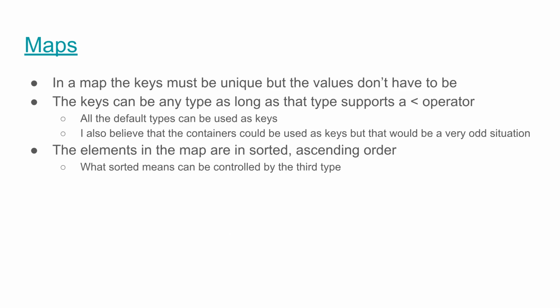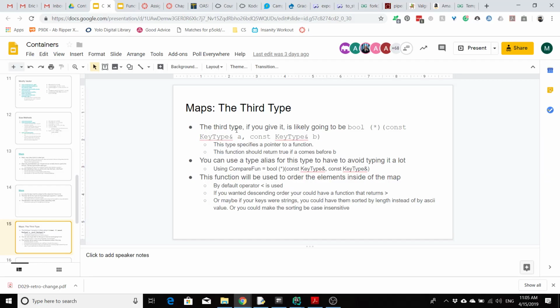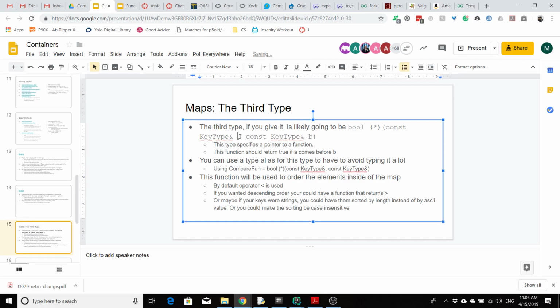The elements, again, are going to be sorted in ascending order. What sorted means is going to be based on that third type, which is the comparison function. So if you did decide to provide that third type, what that type is going to look like is bool, pointer, const key type reference, const key type reference. And then actually the names A and B wouldn't show up here. This is a pointer to a function.